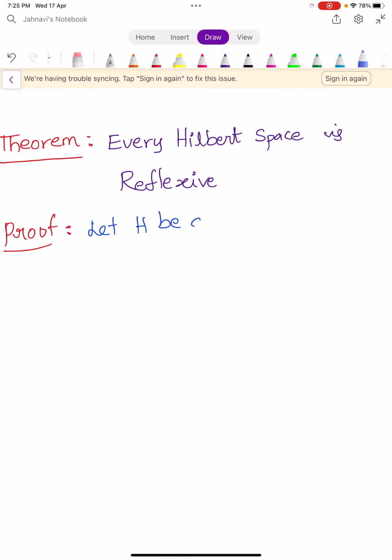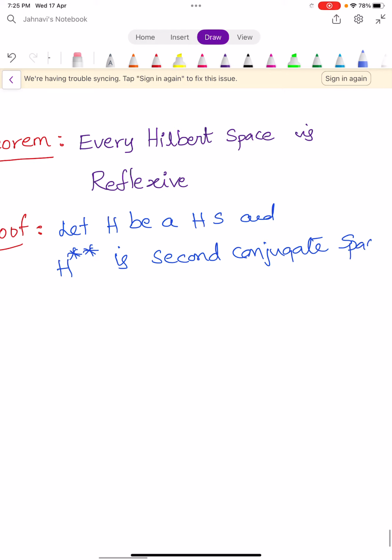Let capital H be a Hilbert space and H double star its second conjugate space. We have to prove that this Hilbert space capital H is reflexive. We have to show that the Hilbert space is reflexive.